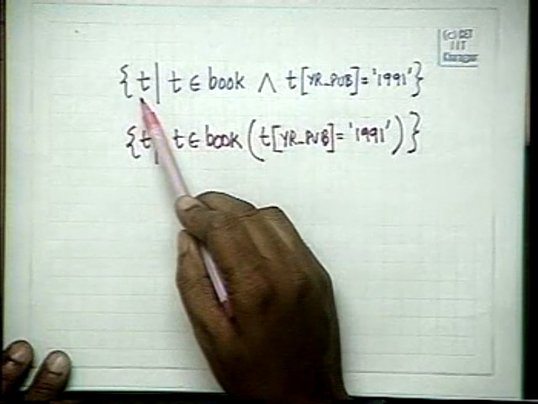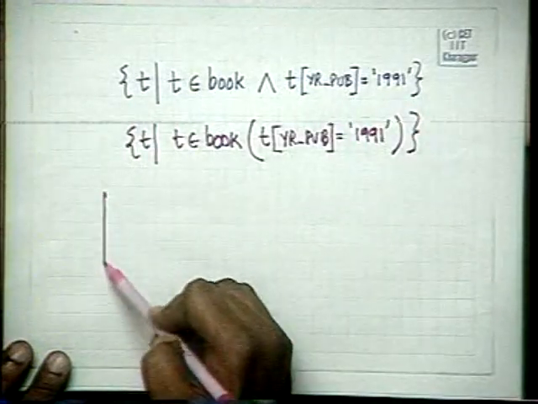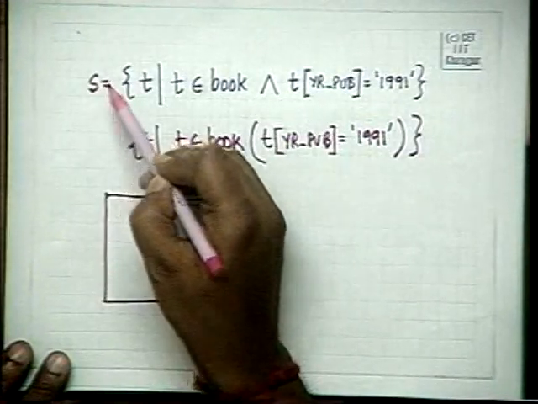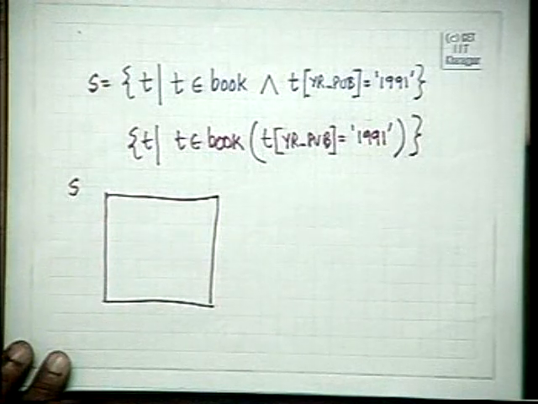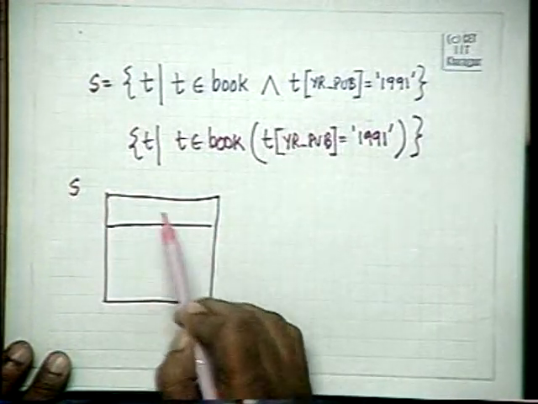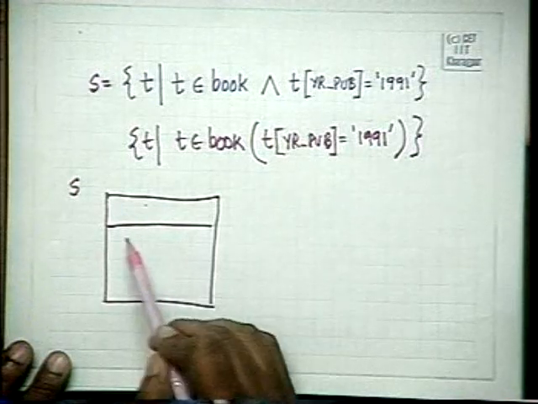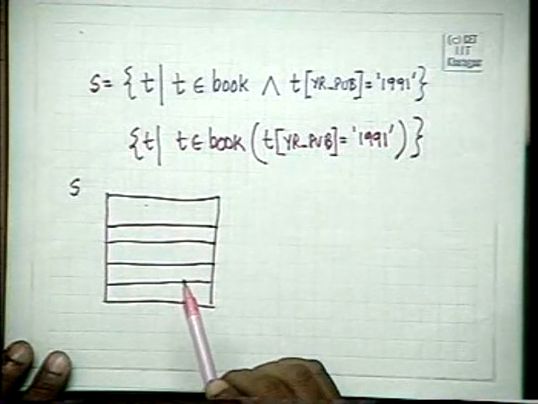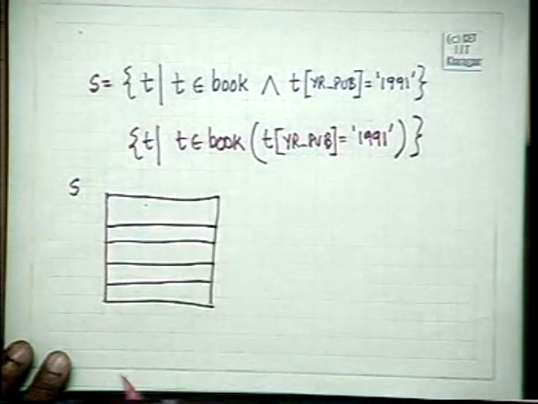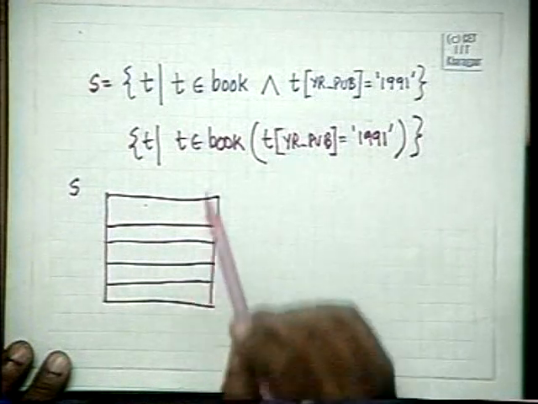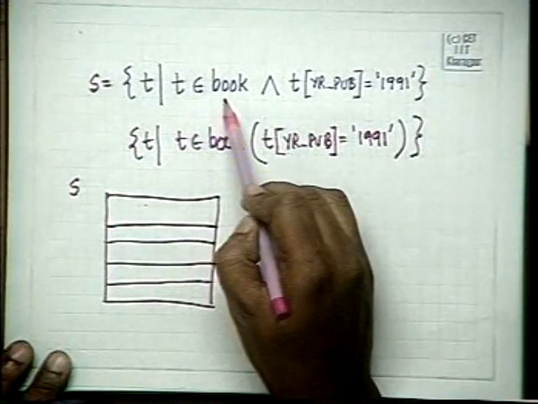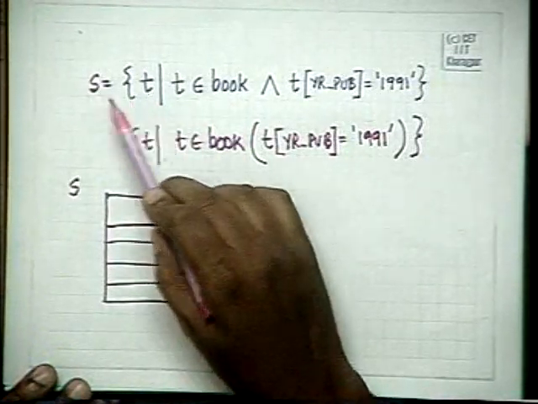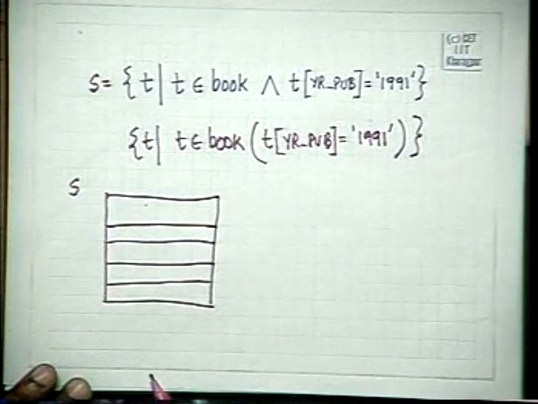This means that this will give a relation. Let us look at it as a table. Let this be S. So let this table be S. Now this table will have some attributes and some tuples. This relation will define what attributes it has and what are the tuples which are there in this particular new relation which is formed. Now when I write T element of book, it means that all the attributes of book are also attributes of S. That is the first thing.